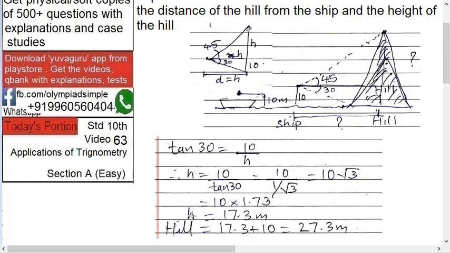Okay. So h is what? 17.3 meters. Now the hill is what? You know 10. The total height is 10 plus h, right? So 17.3 plus 10, so 27.3 meters. Or if it's in root 3, it will be 10 root 3 plus 10.